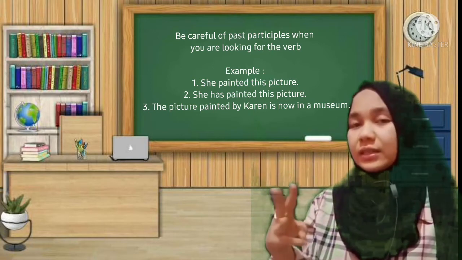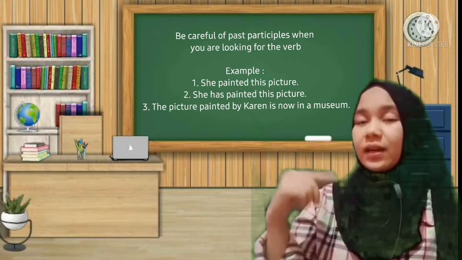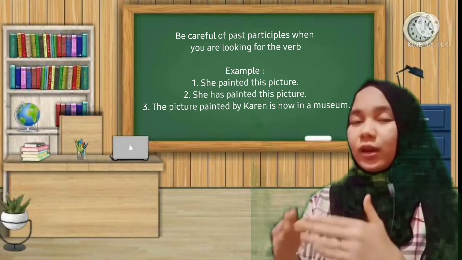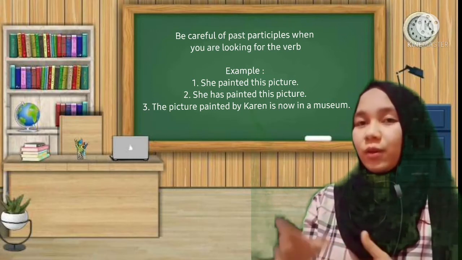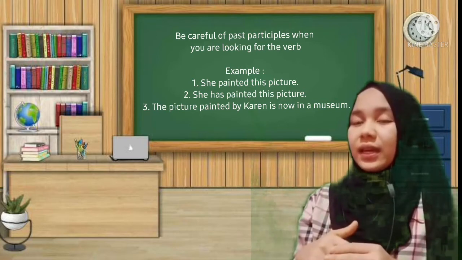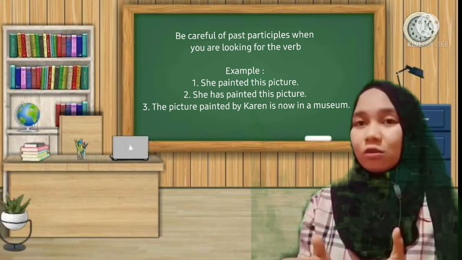It means the sentence uses present perfect tense. The third example is: see the picture painted by Karen is now in the museum. From the sentence, we can analyze that painted in the sentence is past participle as a noun.